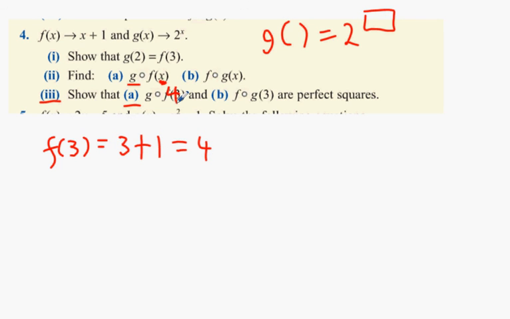What happens next? What letter's beside the 4? G. Everybody focused? Good. So G4 is next, and after G4, 2 to the power of 4. What is 2 to the power of 4? It's 16. Is 16 a perfect square?